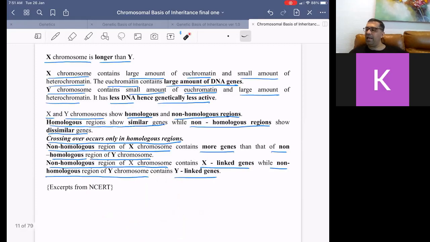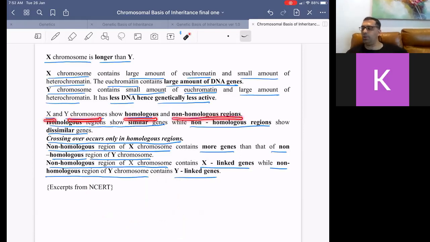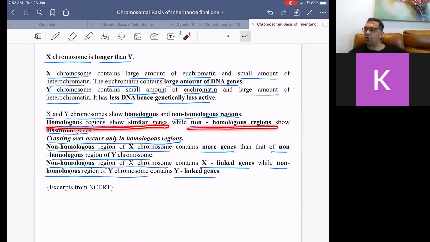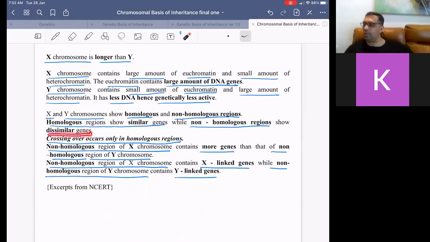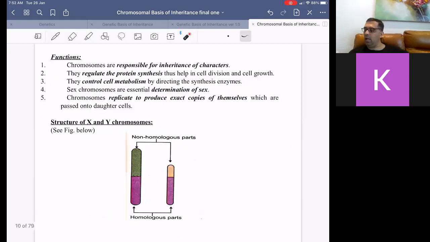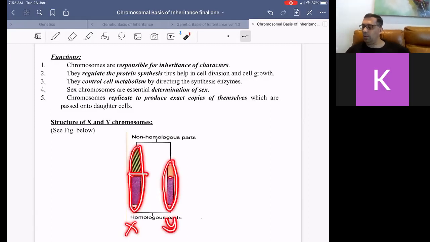The X and Y chromosomes show homologous and non-homologous regions. Homologous regions show similar genes while non-homologous regions show dissimilar genes. Sir, these are the homologous genes of the X chromosome and the Y chromosome.